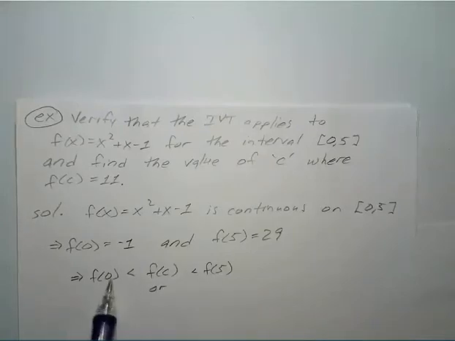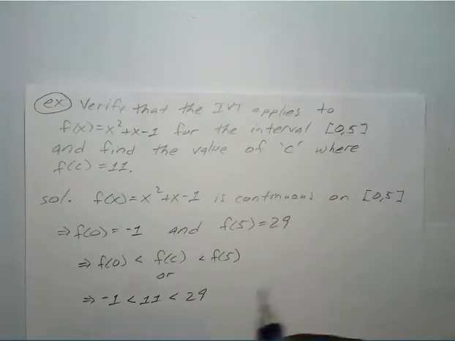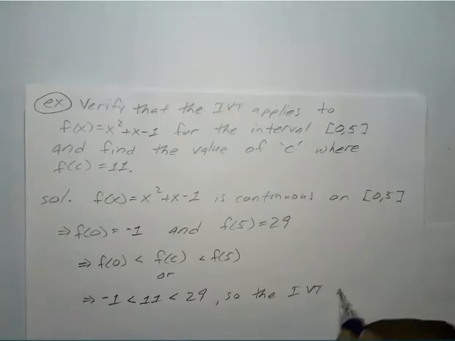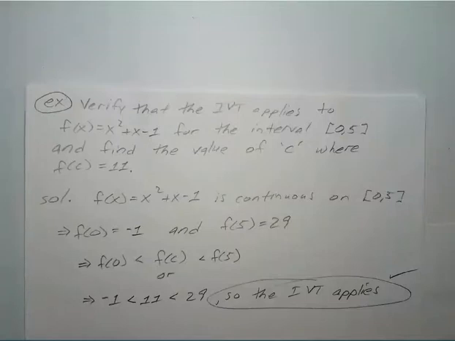Or you want to just rewrite it. You have negative 1, which is your f of 0, is less than 11, which is your f of c, which is less than 29. Okay, now since 11 is between negative 1 and 29, we know we can apply the intermediate value theorem. So the intermediate value theorem applies. Okay, so that's the first part of the problem. We verified that it applied.